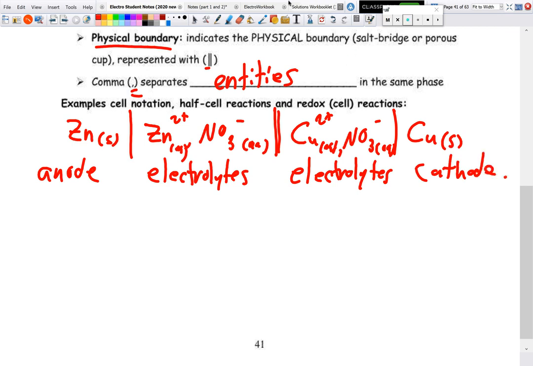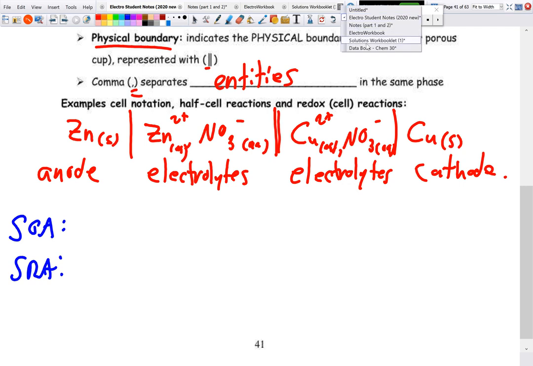Now to figure out what the reactions are actually going to have, this is when we can actually split them up. Because of the phase boundary, they're physically separated. So in order to figure out what is going to react, of course, is they're going to be half cell reactions between our SOA and our SRA. In order to get that, we just go to our data booklet, and we figure out where zinc 2 plus, copper 2 plus, and copper solid actually fit.